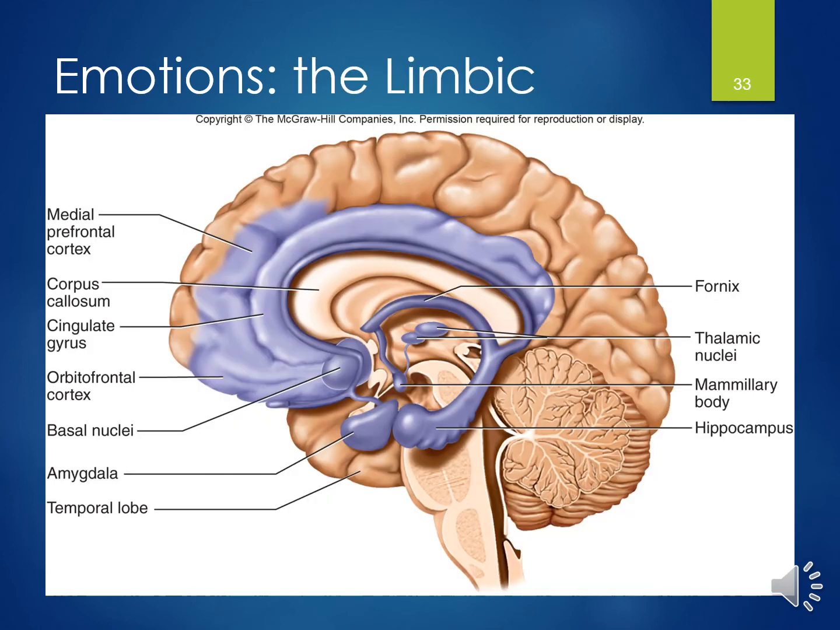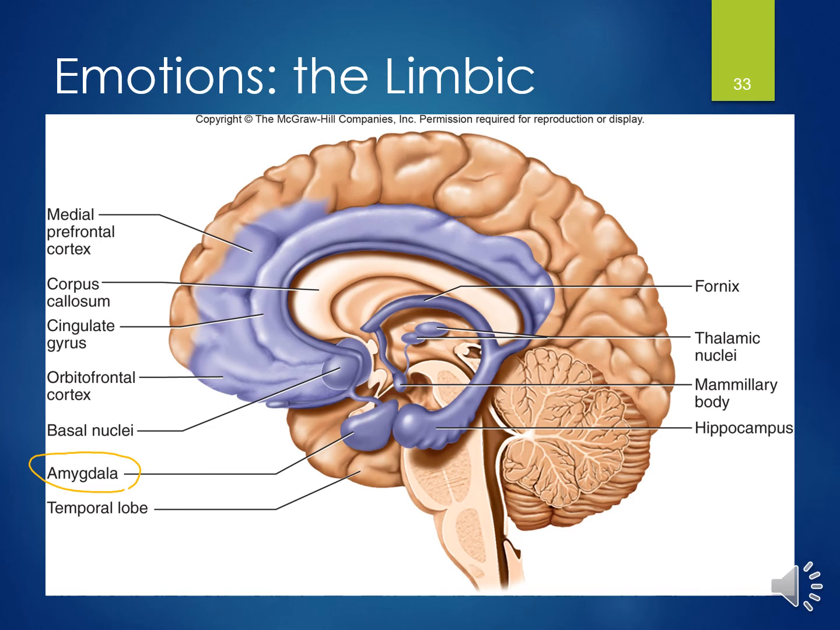So again, as we said, the limbic system plays an important role in motivation and certainly emotion. Keep in mind that the limbic system kind of encompasses a lot of different areas. So again, here you can see the amygdala, which is our area of fear. So fear is highly associated with emotion.